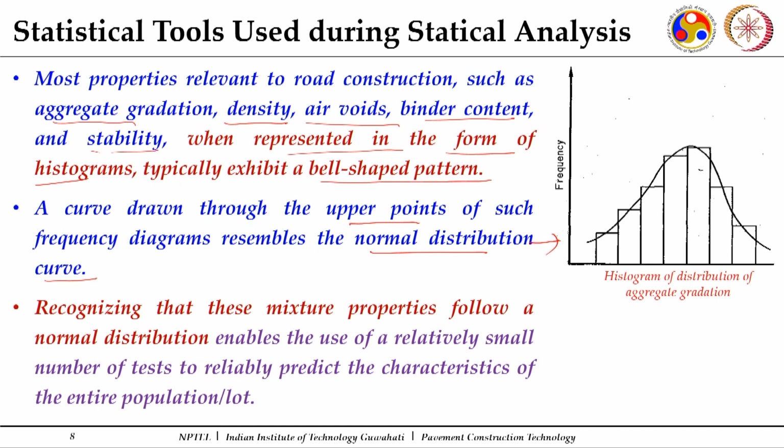Recognizing this aspect, it is good to follow a normal distribution, because we need to work out the property characteristics of a big section from a smaller number of samples. So if we are well aware what kind of distribution and what kind of variability can be there of that particular parameter, it will help us to work out with a relatively small number of tests to reliably predict the characteristics of the entire population or lot.